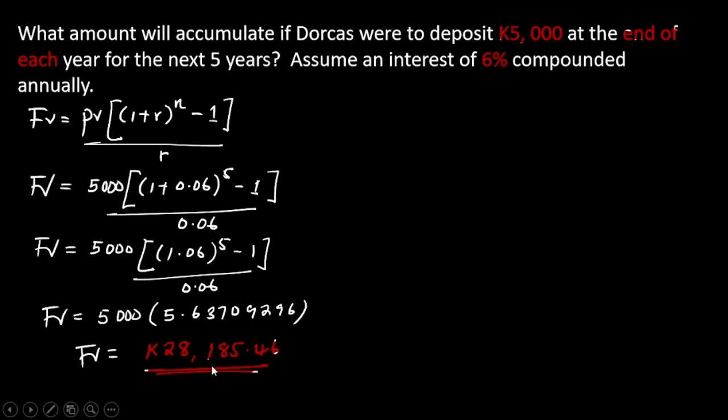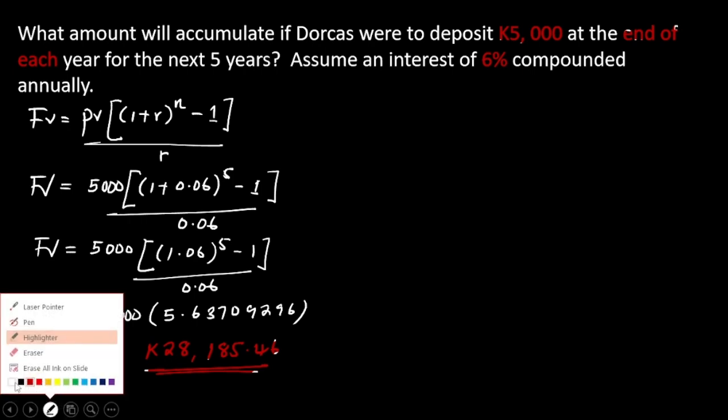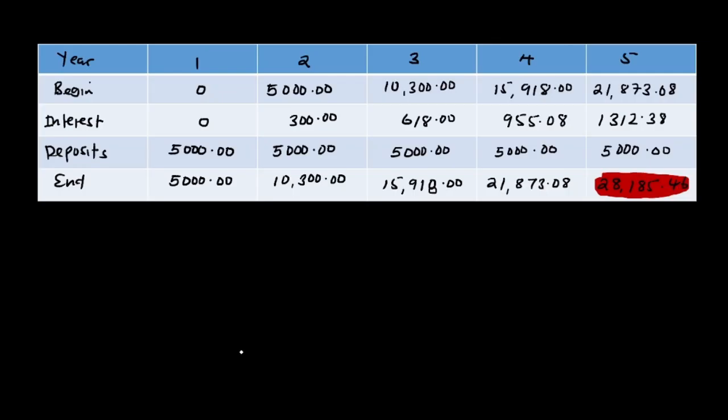Okay, now that we're done with the ordinary annuity, we can go to the annuity due. The ordinary annuity is at the end of the year. What about the annuity due? Annuity due, basically, is at the beginning of the year. So when the year is starting, that's when we deal with the annuity due.